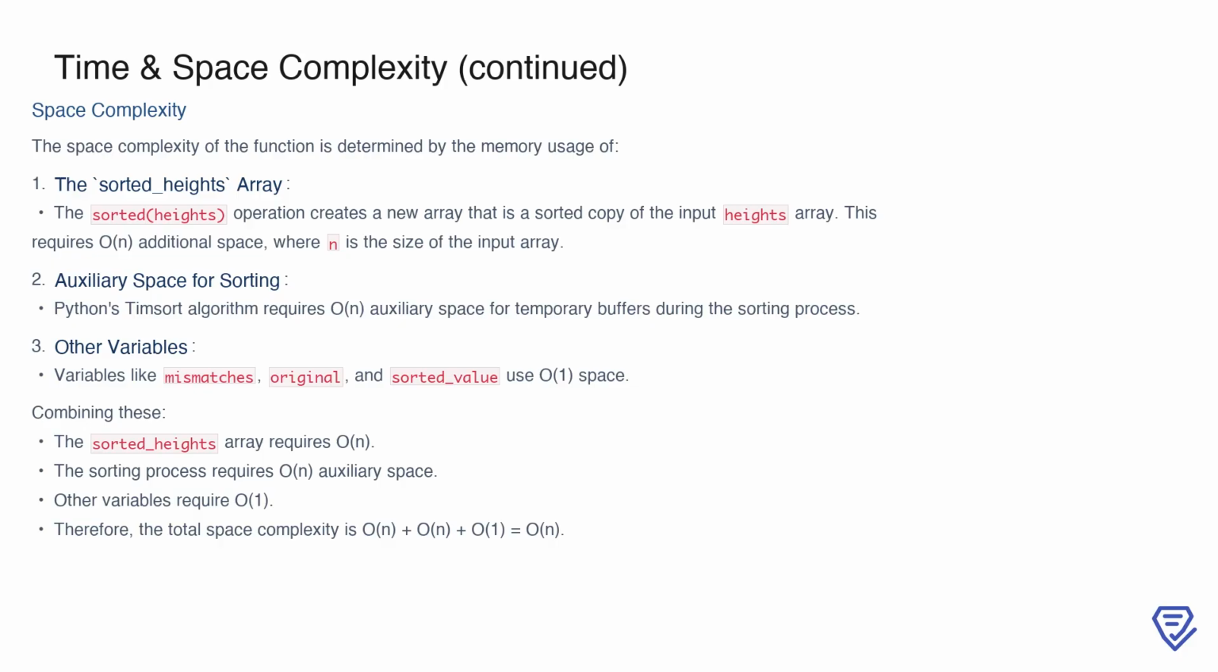When we combine these components, the total space complexity is O(n) for the sorted array, O(n) for the auxiliary space during sorting, and O(1) for the additional variables. Adding these together, the overall space complexity simplifies to O(n).